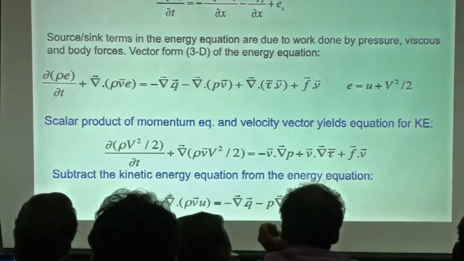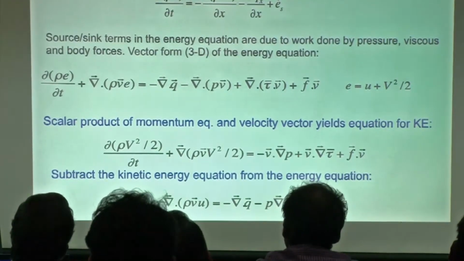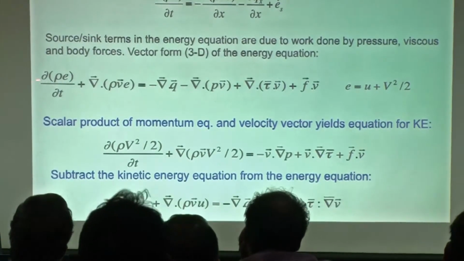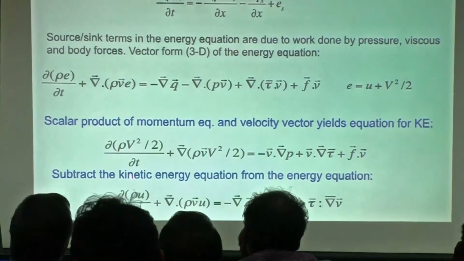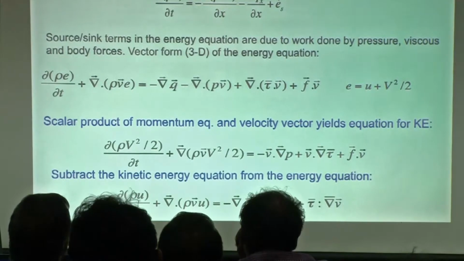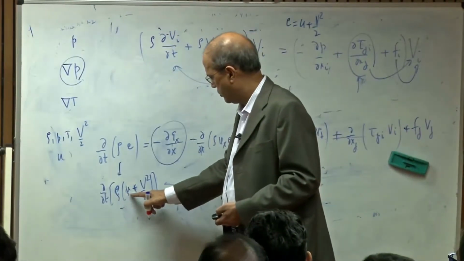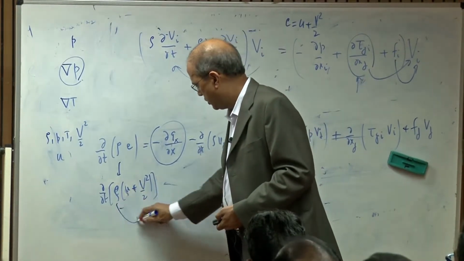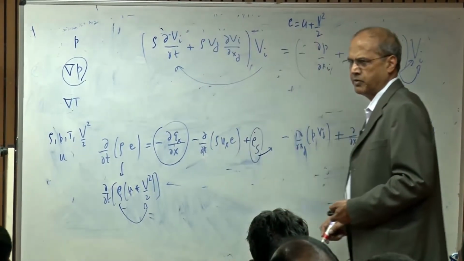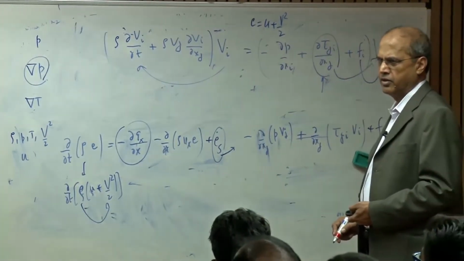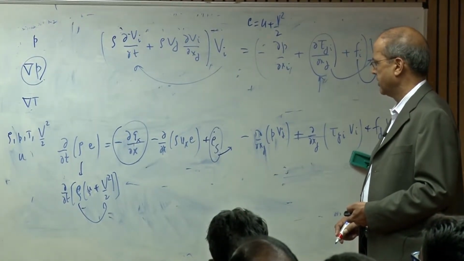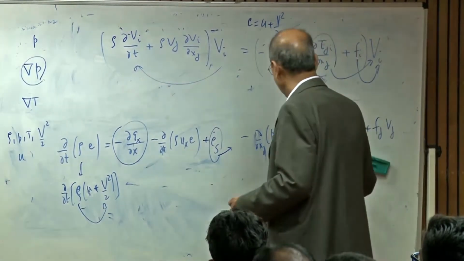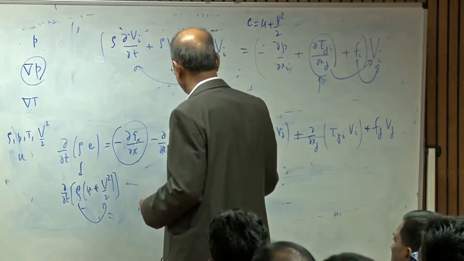Subtract means you do term by term, right? So when you subtract this minus this, you'll end up with this. Because E here is U plus V square over 2. So this term gets subtracted out. Rho V square over 2. Then on the right hand side, you have these three terms.